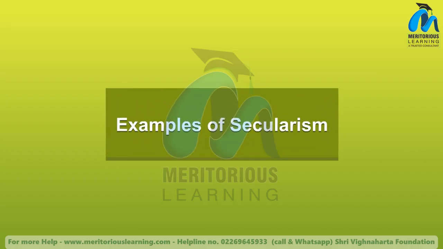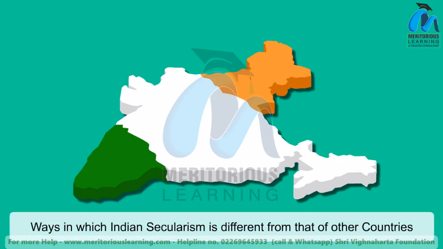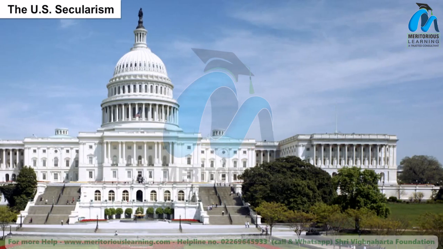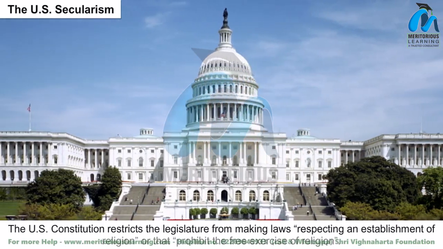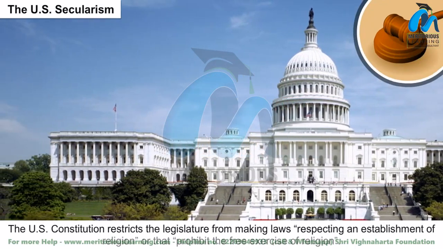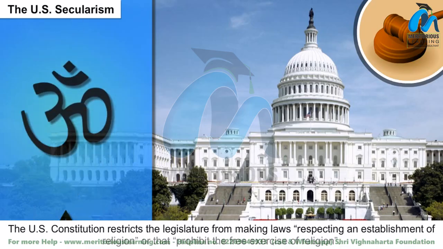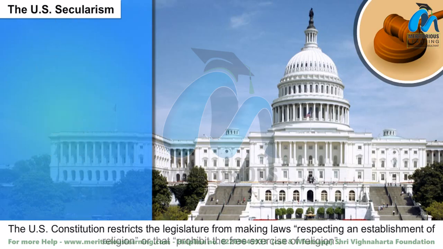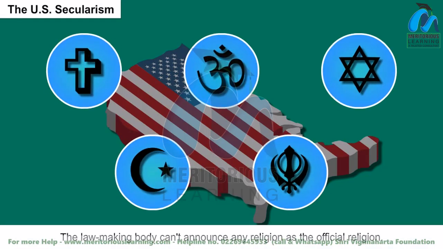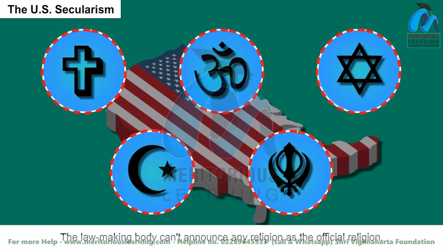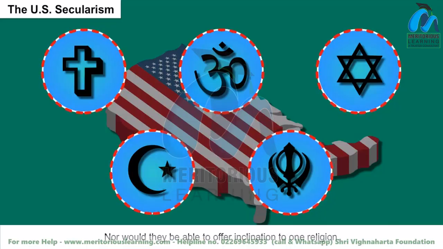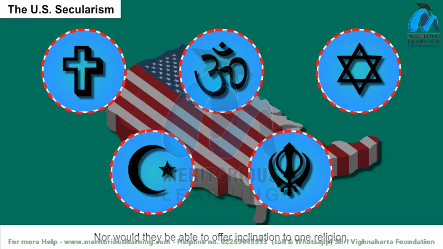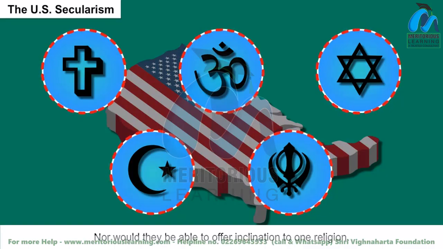Examples of secularism. Ways in which Indian secularism is different from that of other countries. The U.S. secularism. The U.S. Constitution restricts the legislature from making laws respecting an establishment of religion or that prohibit the free exercise of religion. The law-making body can't announce any religion as the official religion, nor can it show preference to one religion.